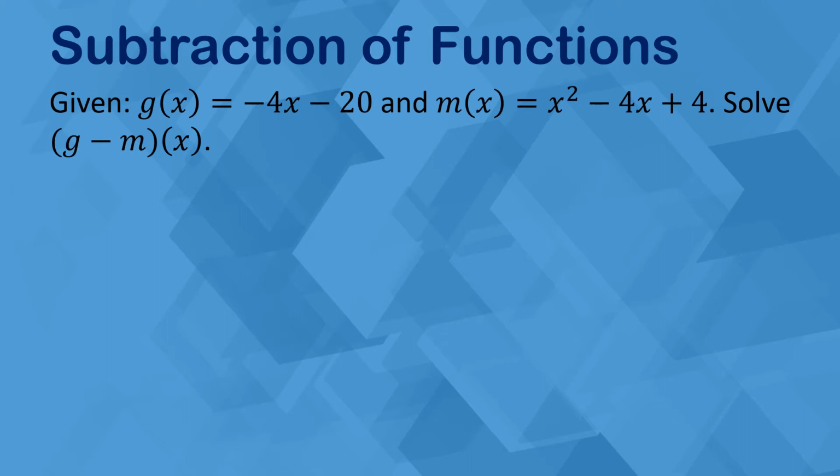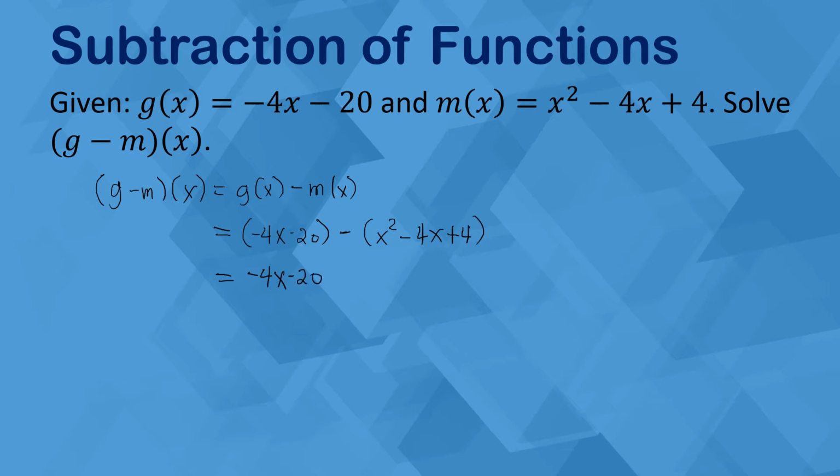For the second example, we have here g(x), which is equal to negative 4x minus 20, and m(x), which is equal to x squared minus 4x plus 4. We get the difference of g and m functions. Okay, so start off with the definition. (g minus m)(x), which is equal to g(x) minus m(x). We substitute the functions: negative 4x minus 20 minus (x squared minus 4x plus 4). We distribute the operation to x squared minus 4x plus 4. We have negative 4x minus 20 minus x squared plus 4x minus 4.